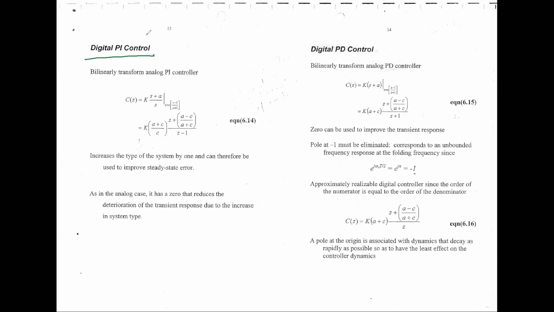Digital PI control can be obtained by transforming the analog PI controller equation using bilinear transformation. I think in section 2 we have looked at the equations for analog PI control or PID control, the P control, I control and D control terms. So let me switch over to the whiteboard.